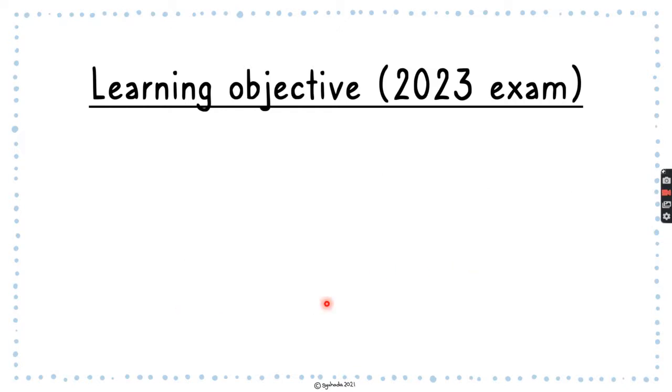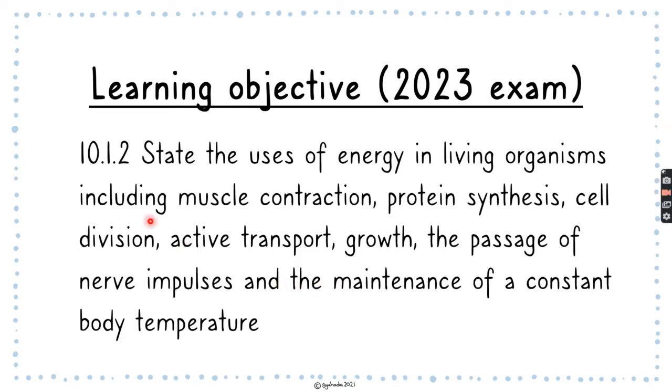Our second learning objective is 10.1.2, state the uses of energy in living organisms, including muscle contraction, protein synthesis, cell division, active transport, growth, the passage of nerve impulses, and the maintenance of a constant body temperature.